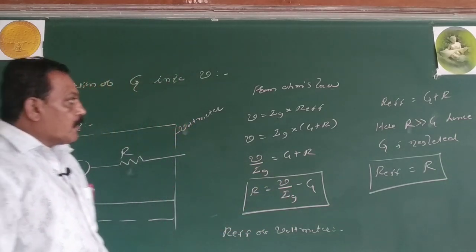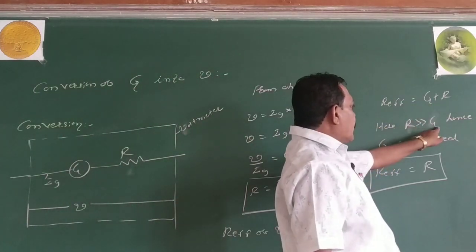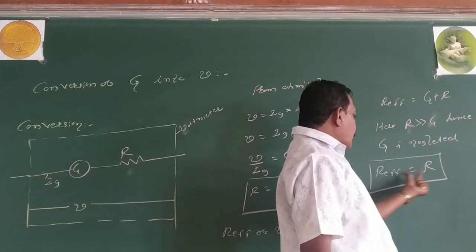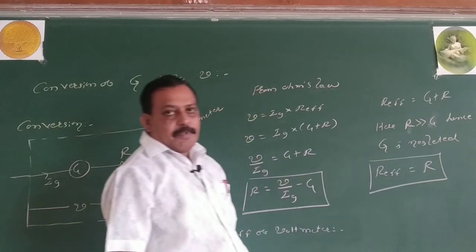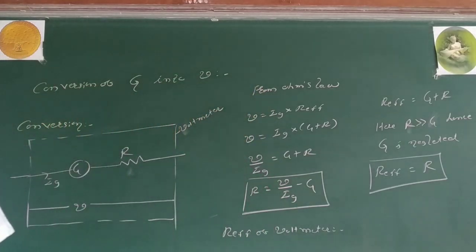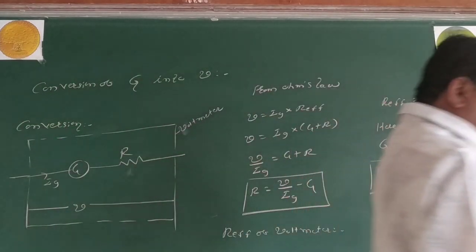When you come across the effective resistance, R effective equals G plus R. R is far greater than G, hence G is neglected. The effective resistance of the voltmeter is high, hence the voltmeter is a high resistance device. When you go for the ideal concept, the ideal voltmeter has infinite resistance. Now this is about the conversion of galvanometer into voltmeter. Is it clear? Yes. Now this marks the end of the topic, moving charges and magnetism.